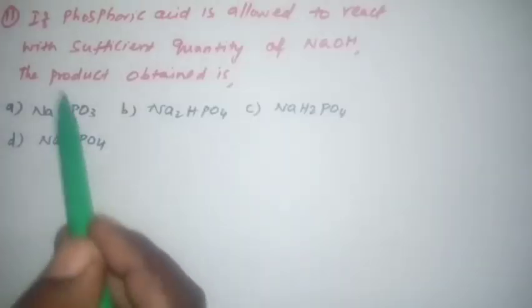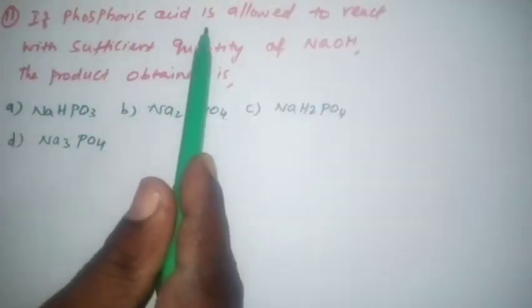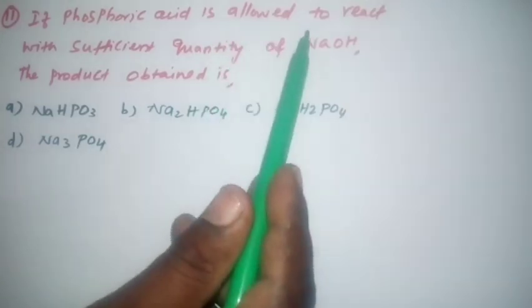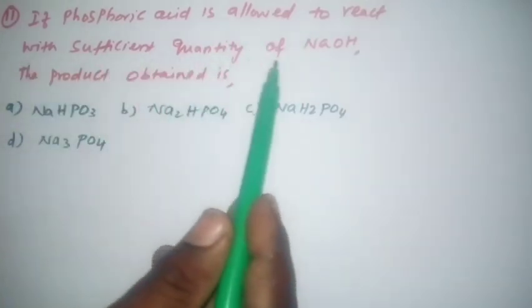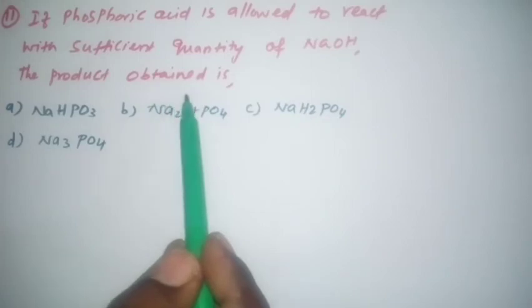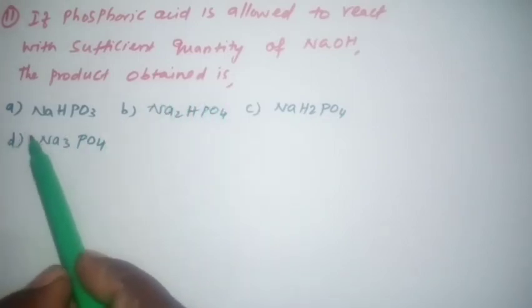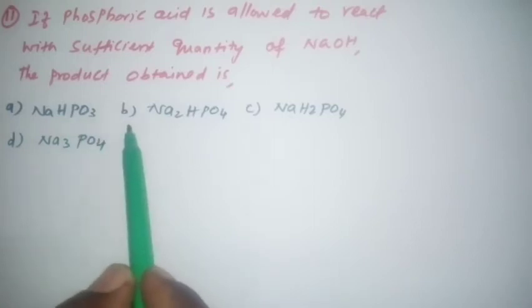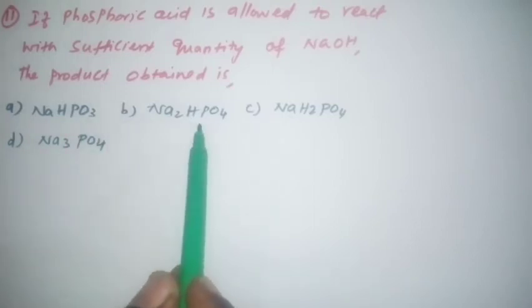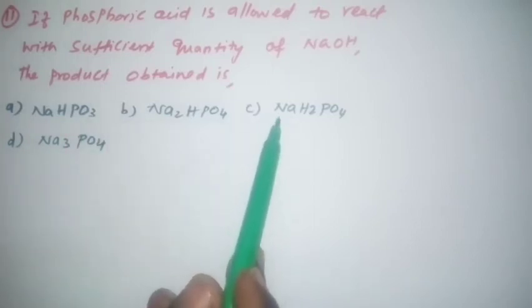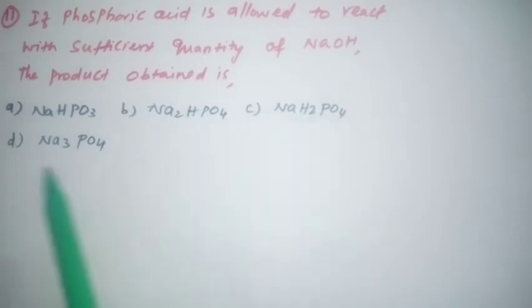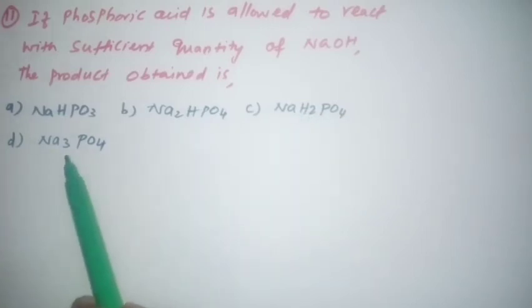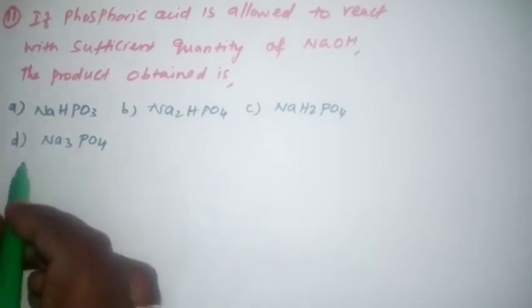Now question number 11. If phosphoric acid is allowed to react with sufficient quantity of NaOH, the product obtained is, there are 4 options. Option A NaHPO3, option B Na2HPO4, option C NaH2PO4, option D Na3PO4. Now write the equation.